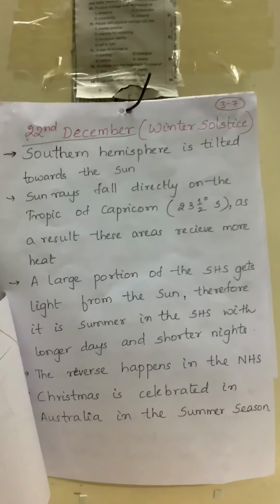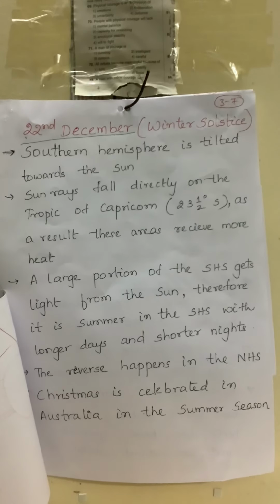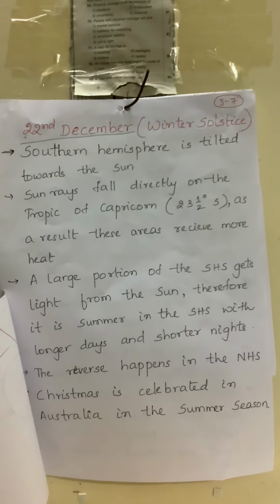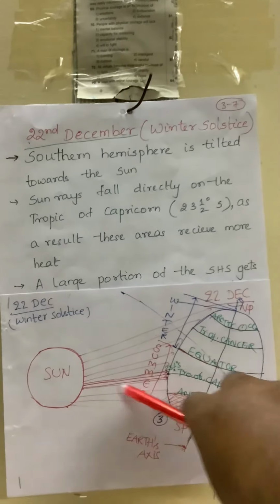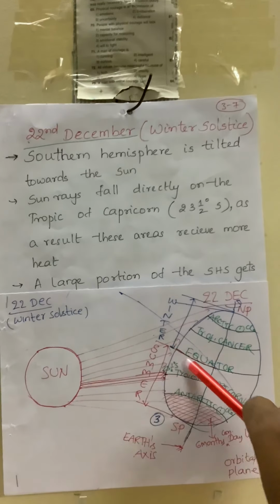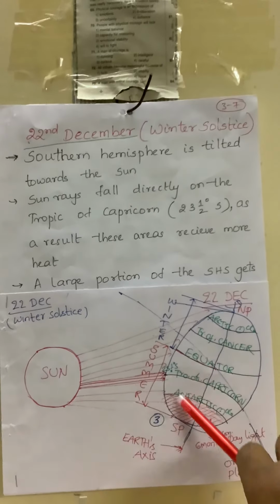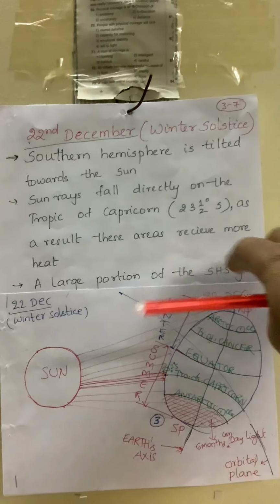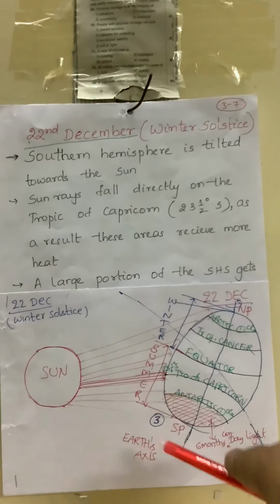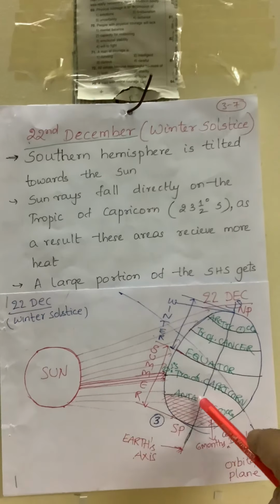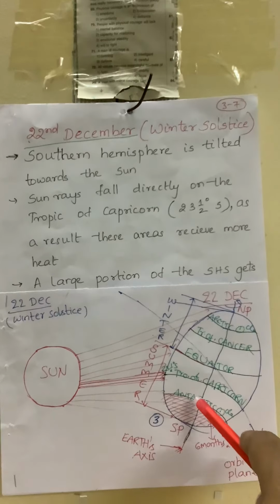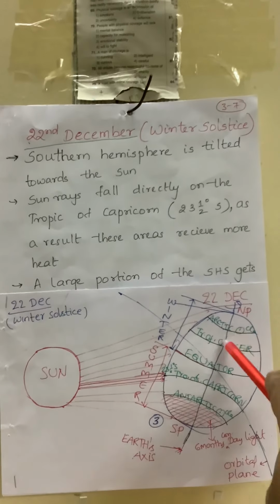So next point, a large portion of the southern hemisphere gets light from the sun. Therefore, it is summer in the southern hemisphere with longer days and shorter nights. Because the southern hemisphere is tilted towards the sun, this region experiences summer. And exactly at this moment, what are the conditions in the northern hemisphere? Simply reverse. If it is summer here, it is winter there. If days are longer than nights here, there nights are longer than days.